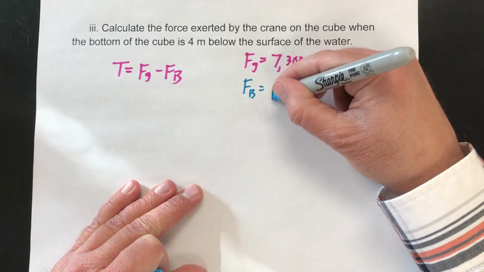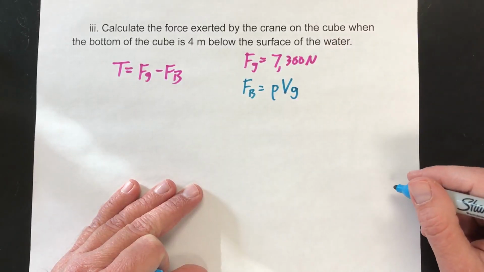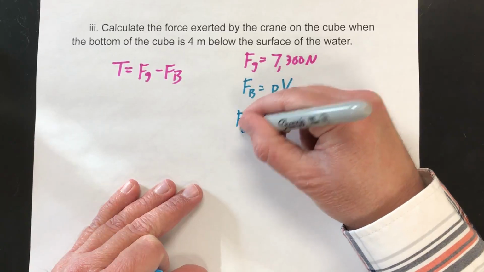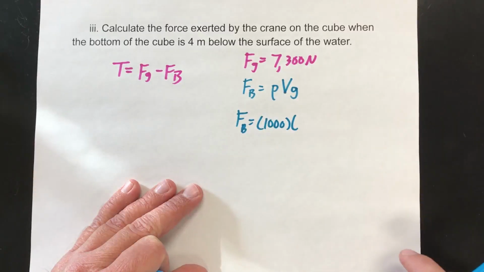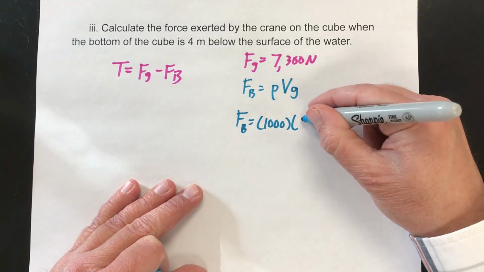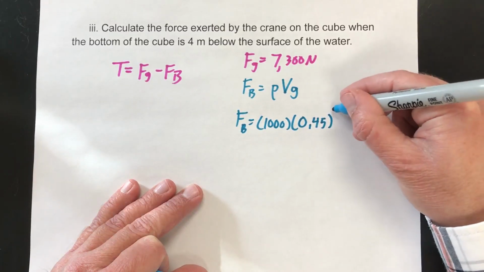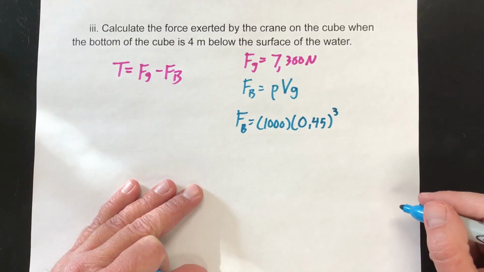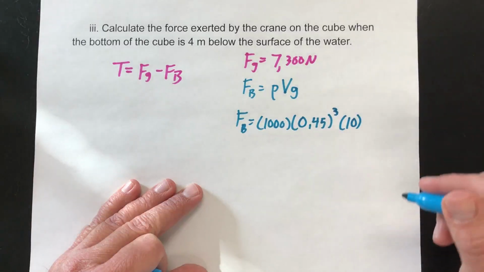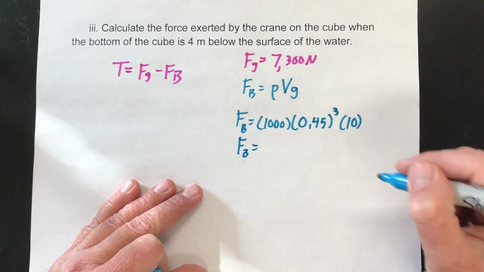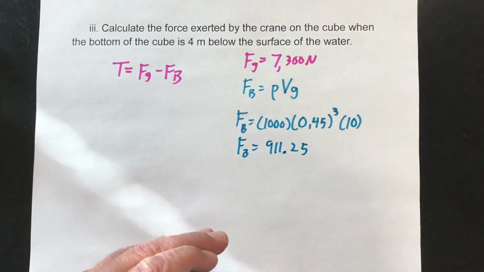So the buoyant force, remember, is the density of the fluid you're in times the volume of the fluid displaced times gravity. So we can find this pretty easily. We're in water, so that is 1,000 kilograms per cubic meter for the density. The volume, they said it's a cube, and they gave us the side. The side is 45 centimeters, so 0.45 meters. Don't forget to cube it. We haven't done that a whole lot yet in this course. And then the gravity is 10. So when you multiply all of that out, you get 911.25 newtons is the buoyant force.